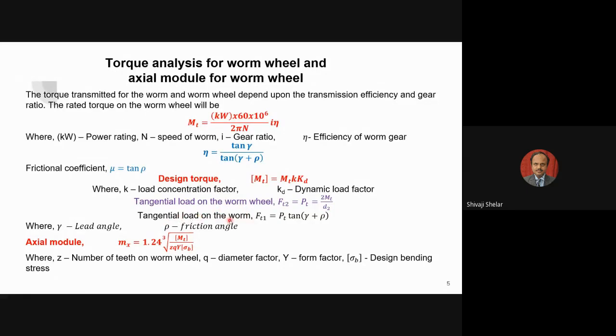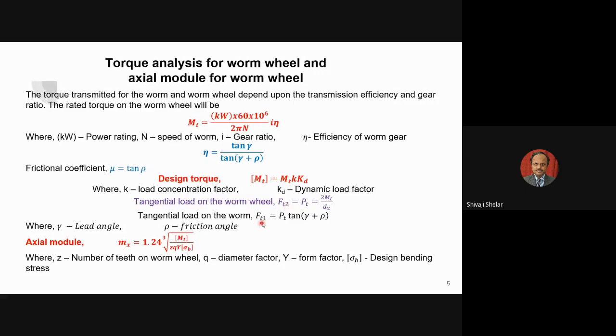If you see the tangential load on the worm, FT1 is equal to PT into tan gamma plus rho. These two table values are also given in the PSG data book, in 8.54 or 8.55. But please remember, FT1 and FT2 are not equal.